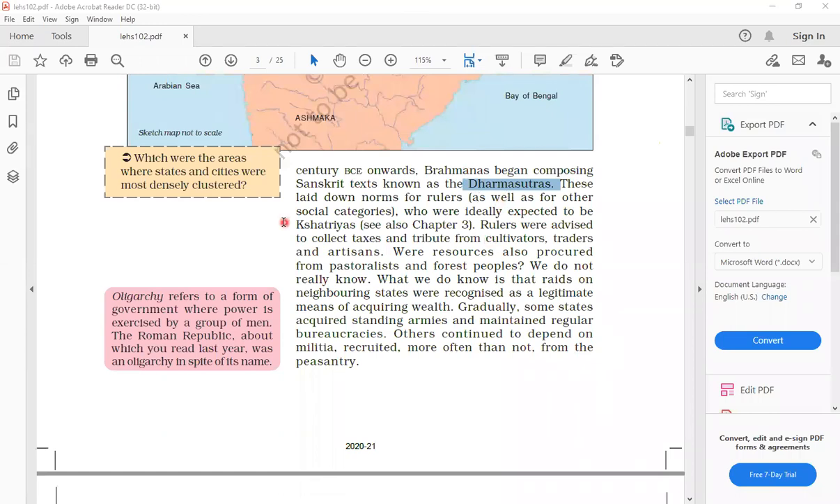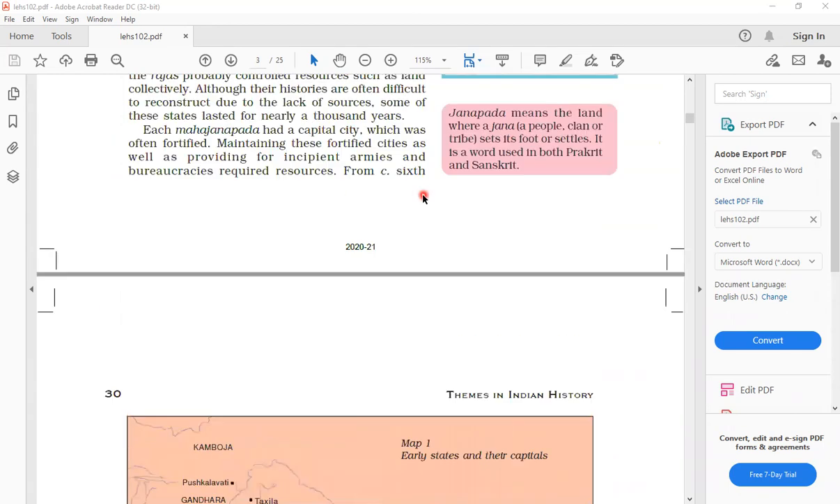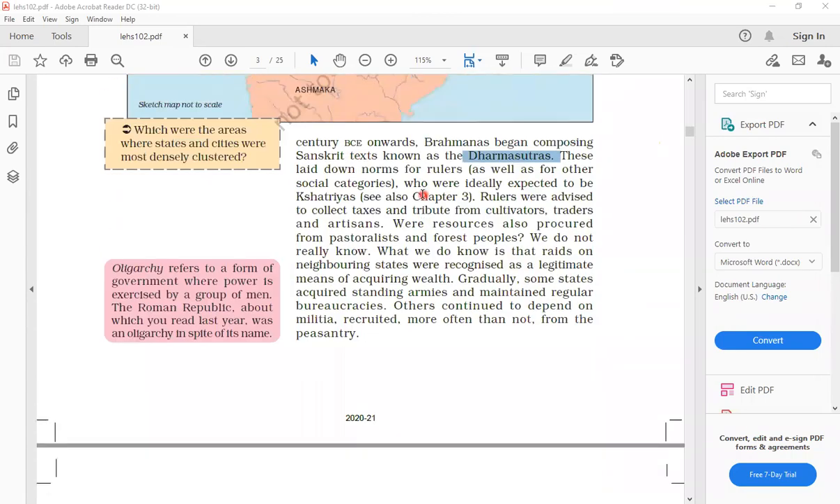But when you will read the third chapter, you will learn more about them, why only Kshatriyas, what were the features of them, what were the works they were doing. So till then you can just write that they were Sanskrit texts in which there were norms that were laid down for the rulers by the Brahmins, in the 6th century. And the rulers were ideally expected to be Kshatriyas. This is the correct answer for this.